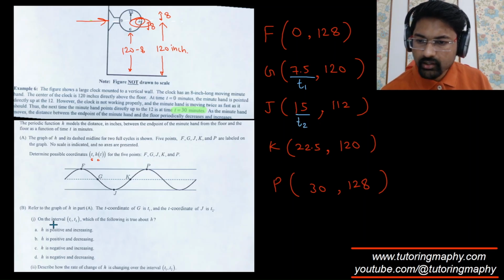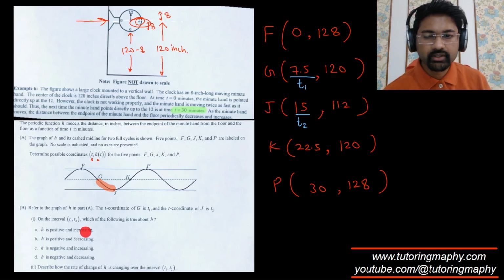Okay, cool. Now the interval of T1 to T2, which of the following is true? Huh, there was no need to mark it anyway. We could have just said that this is the portion which they are talking about, G to J. So they are saying that in this interval, which of the following is true? Okay, all right. It's just positive and increasing, huh?